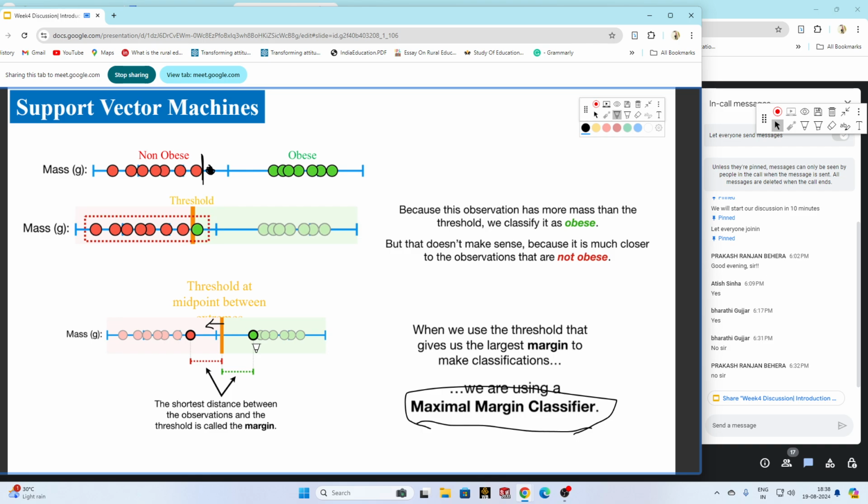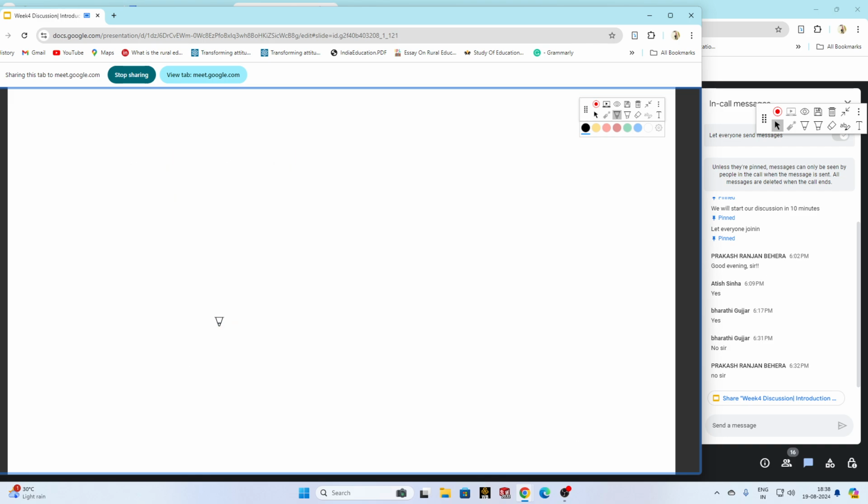So that is why it is not called a maximal margin classifier. It is called a maximal margin classifier when your threshold is exactly in between the two extreme points. Okay, now let's move on to another case.